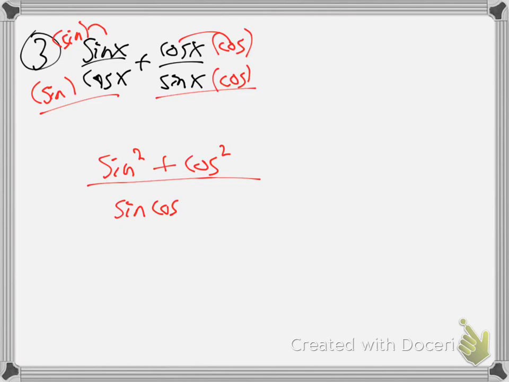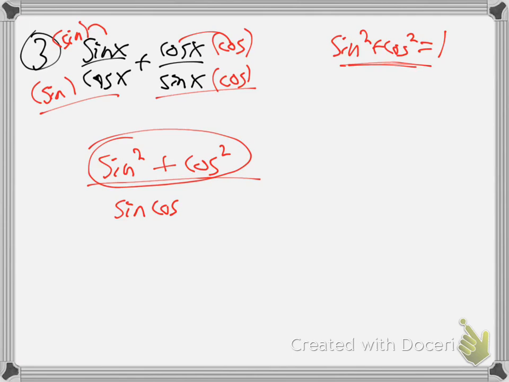We good to there? Now, do you recognize that one? What is that? 1. Good job. There's a few you really want to put on your card. So sine squared plus cosine squared is 1. That's another one you want to have on your 3x5 card. How's your 3x5 card doing? Is it getting big? So put that in there. So we have 1 over sine cosine. Good so far.